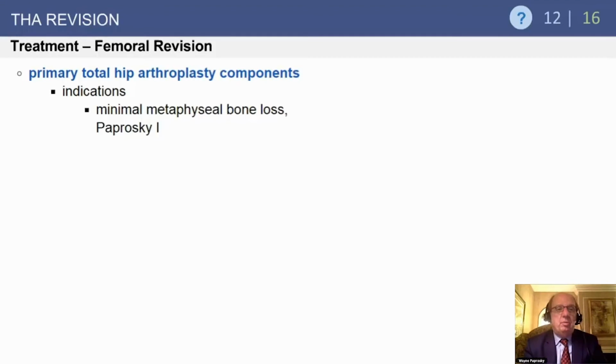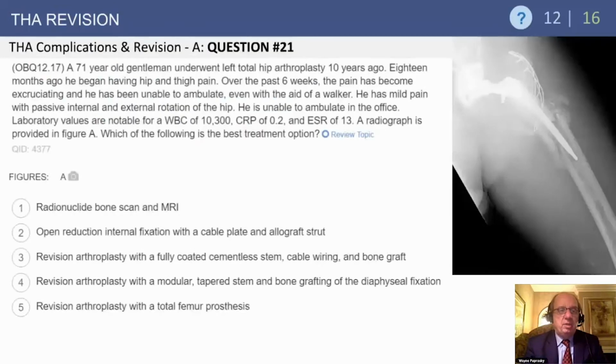So again, this was minimal metaphyseal bone loss, somewhere between a 1 and a 2. We don't see a lot of ones, but this was very, very minimal damage, and that's why we were able to do that.